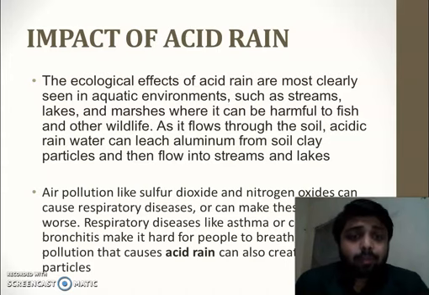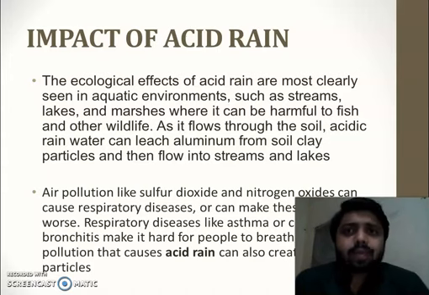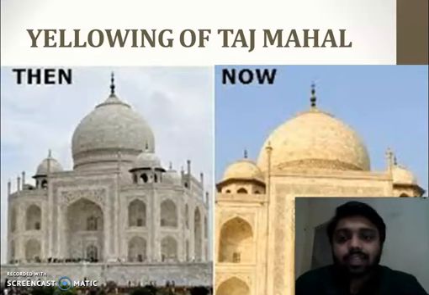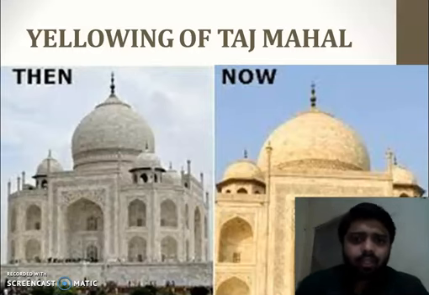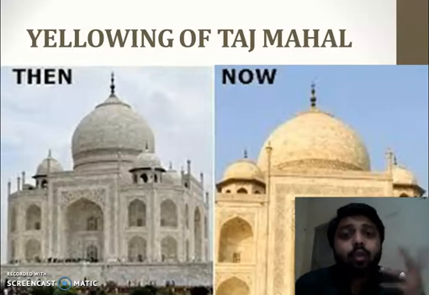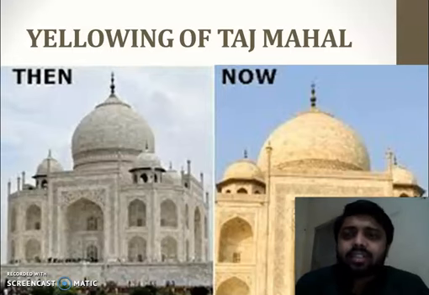Now I am sharing one of the biggest impacts that is getting highlighted nowadays, that is the yellowing of the Taj Mahal. You can see the before and after picture of the Taj Mahal. Before, the Taj Mahal was very whitish in color. Nowadays it is turning yellowish. This phenomenon is called the yellowing of the Taj Mahal. This is caused because of acid rain.